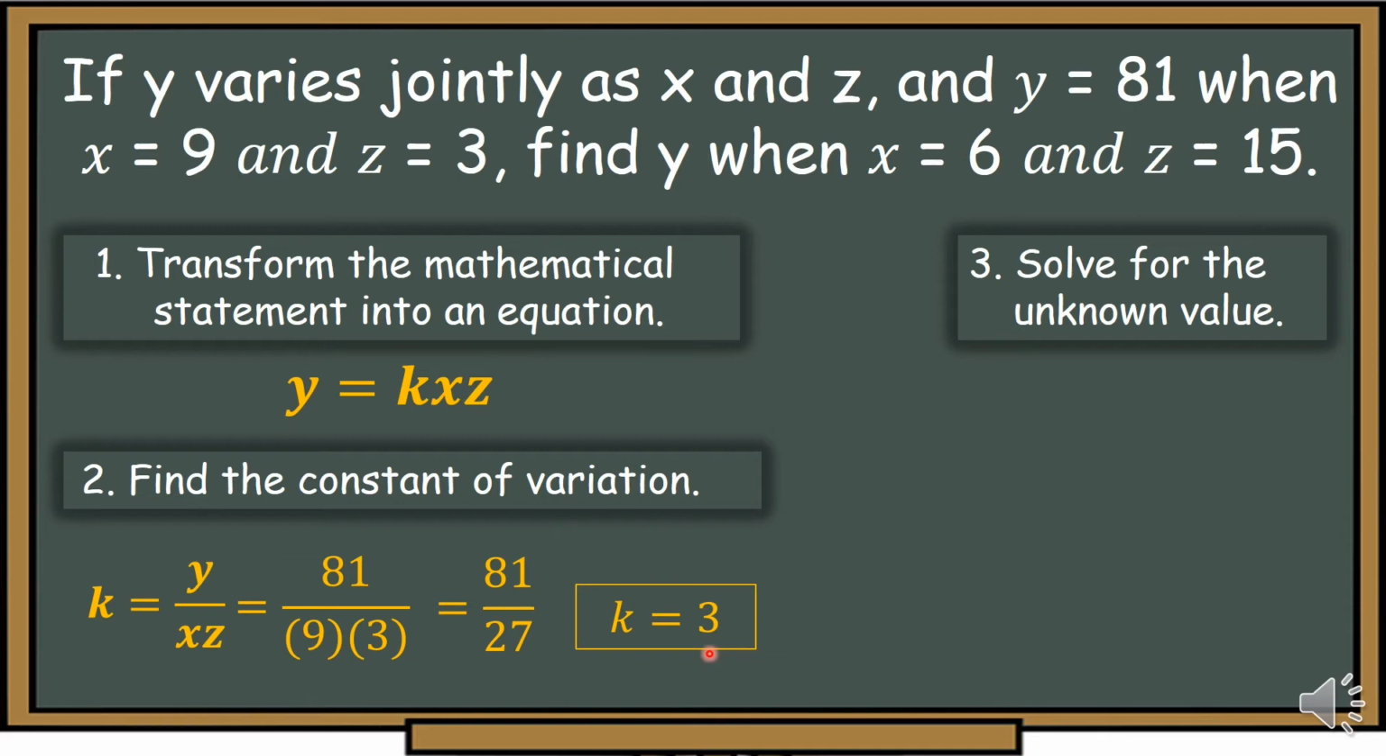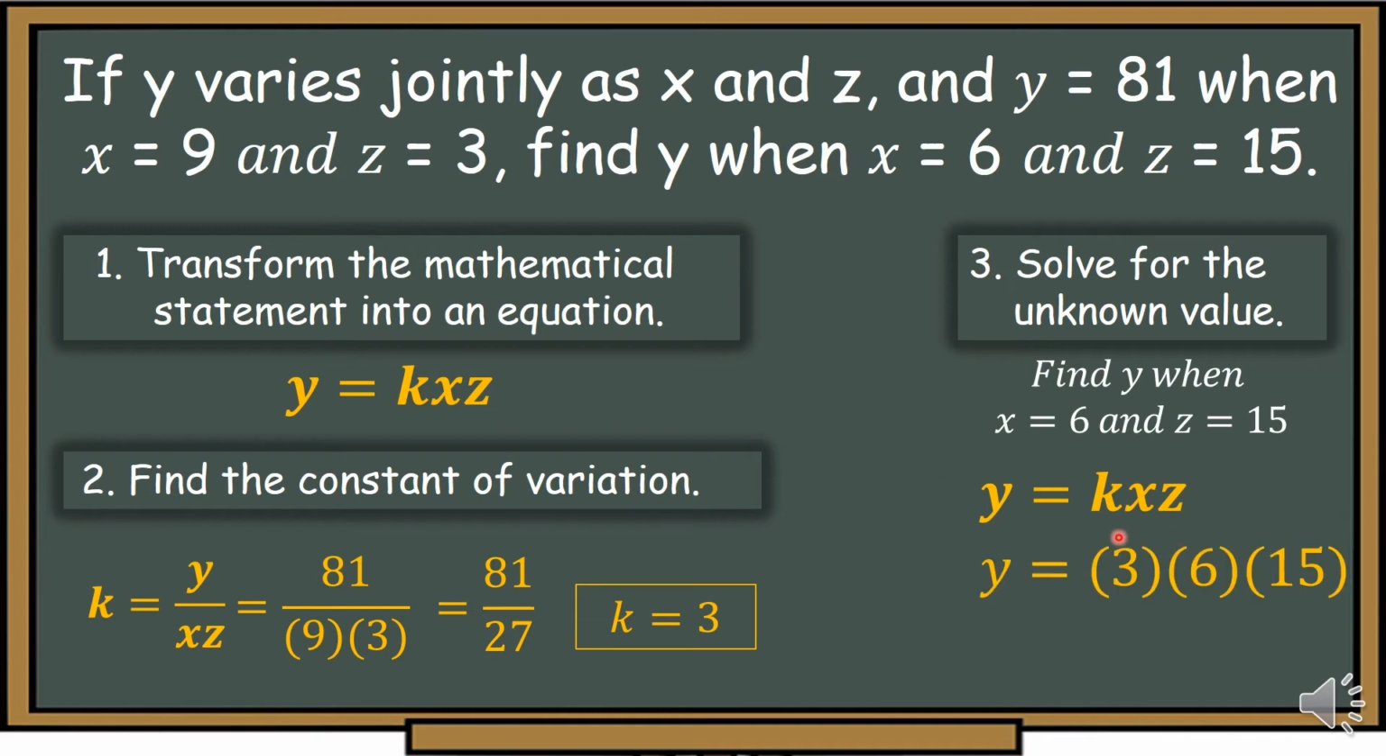We can now solve for the unknown value. We can now solve y when x is 6 and z is 15, using this equation, y equals kxz. Our k is 3, our x is 6, our z is 15. We then substitute, so it becomes like this. So 3 times 6 times 15 will give us 270. Therefore, y is 270 when x is 6 and z is 15.